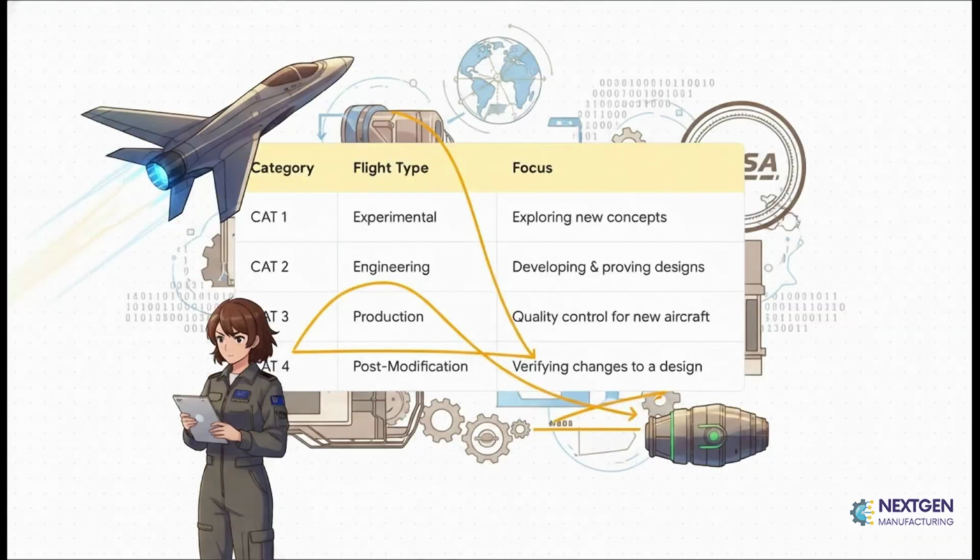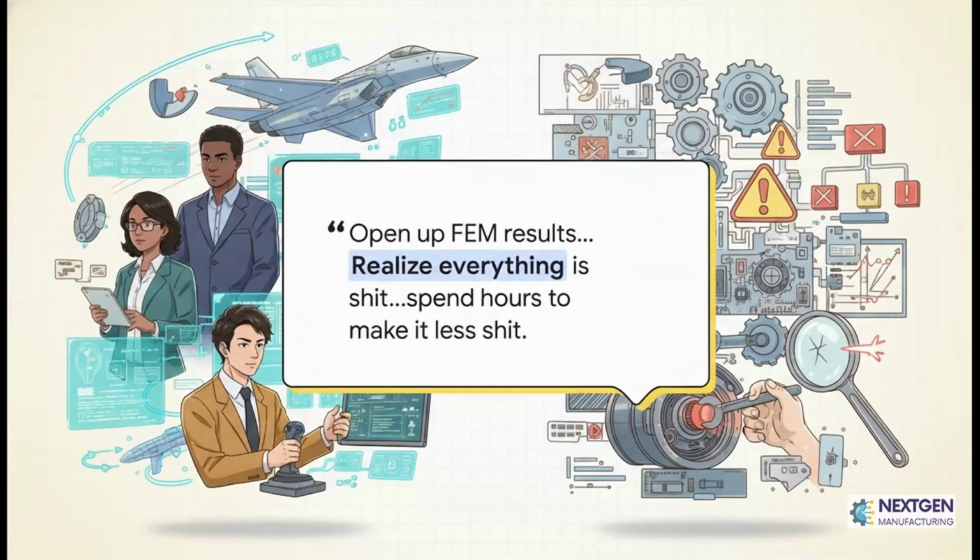And you can bet this isn't some casual gig. It is super regulated. Authorities like EASA, that's the European Union Aviation Safety Agency, they have formal categories for these engineers. And engineers' qualifications literally determine the level of risk they can handle, all the way from a Cat 4, who might verify a minor change, up to a Cat 1, the person who gets to work on those mind-bending experimental flights.